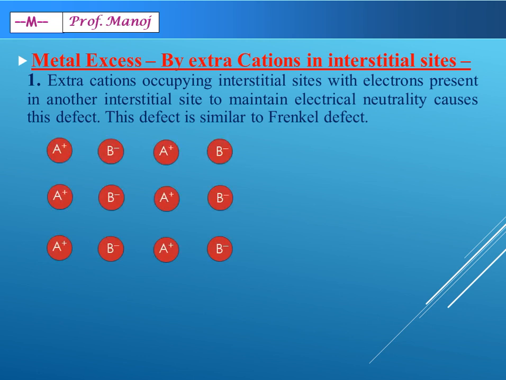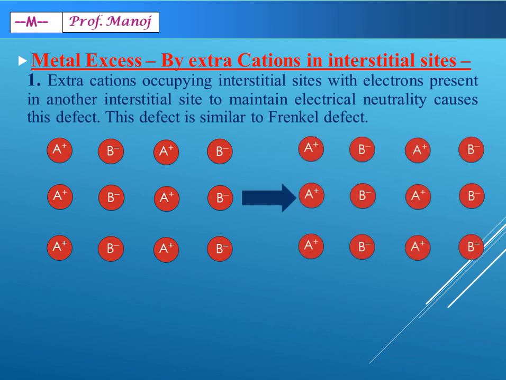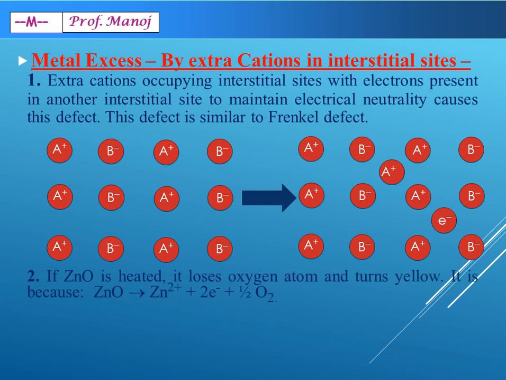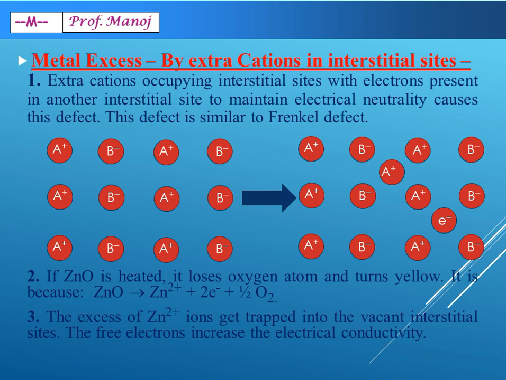Imagine it. This is originally the crystal lattice of cation and anion, and due to some defect, one of the cation extra and one electron additional comes in the empty spaces. One of the best examples is when zinc oxide powder is heated, it loses oxygen atom and turns yellowish. This yellow color is because of the vacant space created and occupied by the free electron. Excess zinc ion gets trapped and free electron will also increase the electrical conductivity of the ionic crystal.